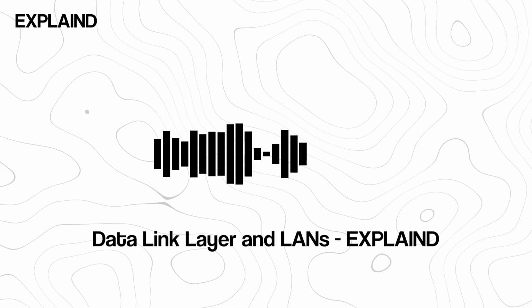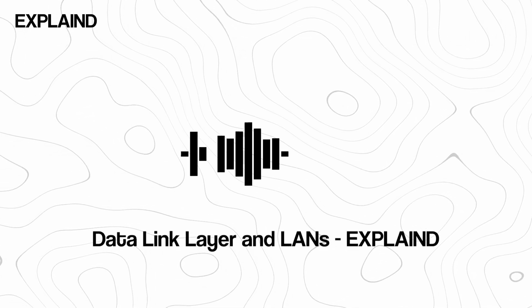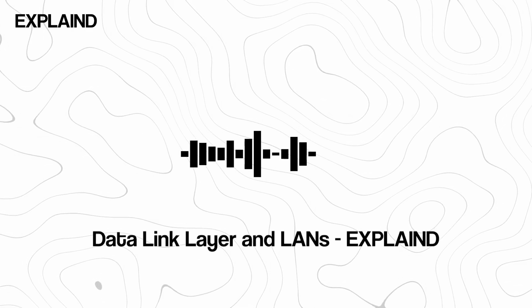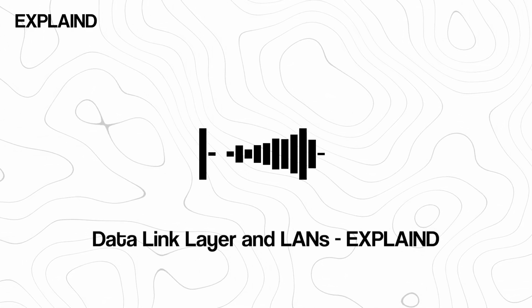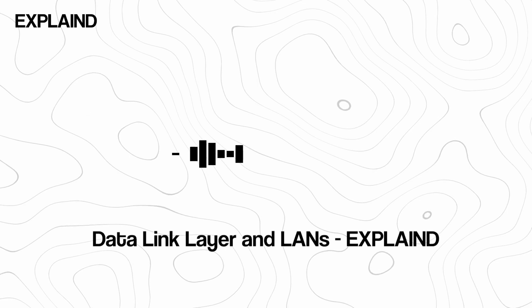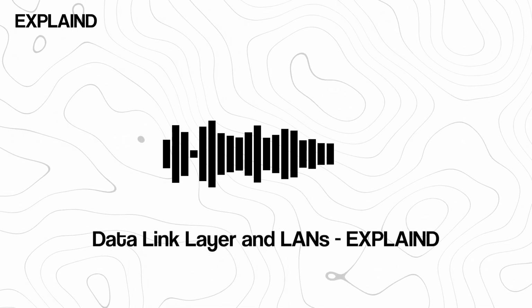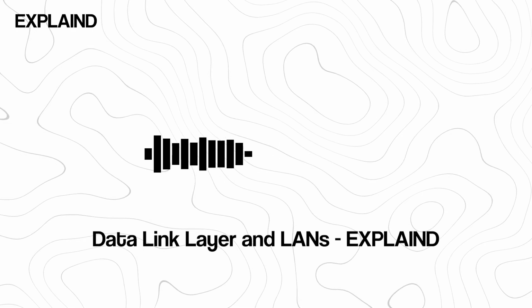Self-learning. That sounds impressive. How do they do that? It's actually quite simple. When a switch receives a frame, it learns the source MAC address and the port it came from, and it adds this information to its switch table. So it's like a detective gathering clues and building a case file. Over time, the switch builds a comprehensive map of the network.